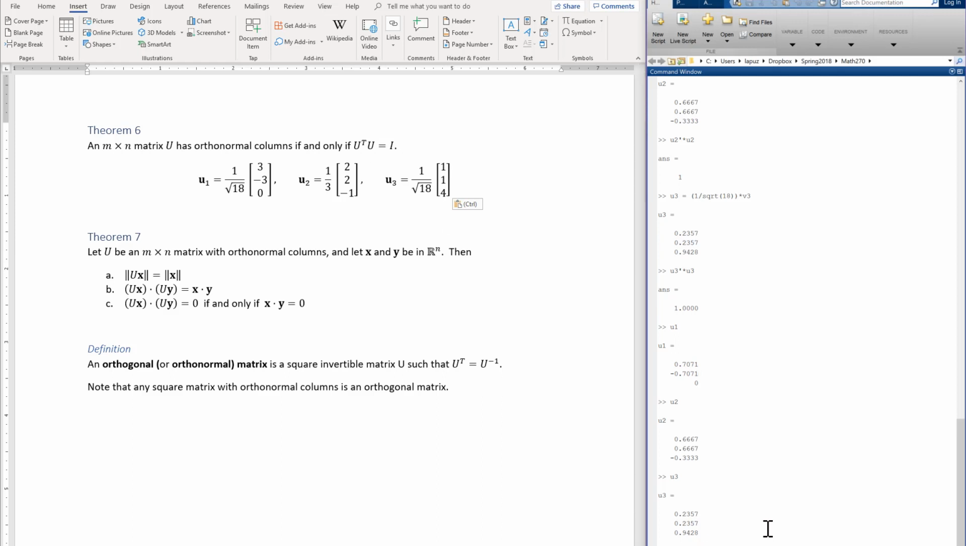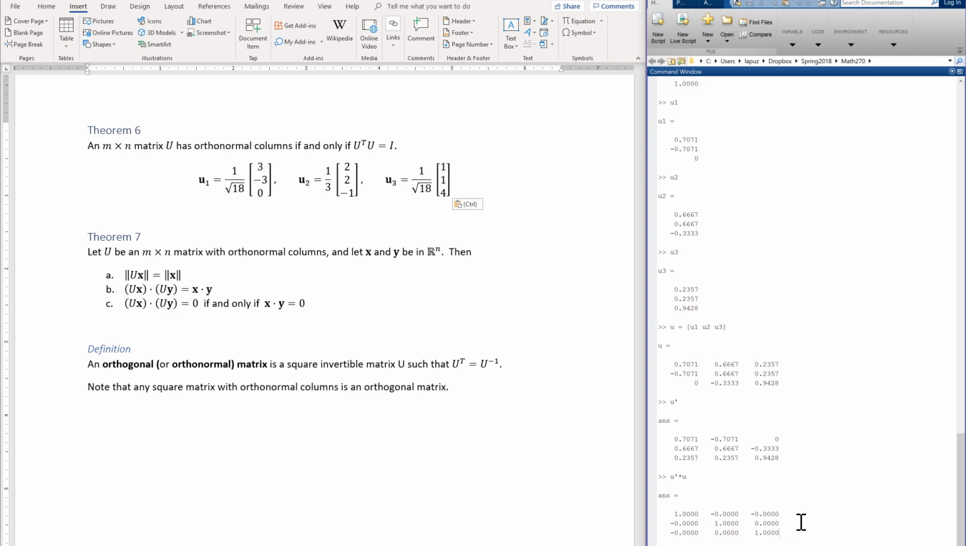So let's create a matrix U that's going to equal u1, u2, and u3 as its columns. So here's our matrix U now, and the transpose of this is just the rows and columns switched. And so if we take U transpose and multiply that with U, we should get the identity. Now there are some negative zeros here, but that's just going to be 0. And we see that we have 1s on the diagonal, and so that's the identity.